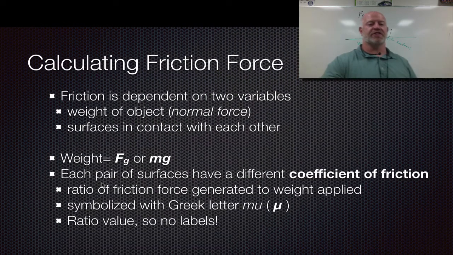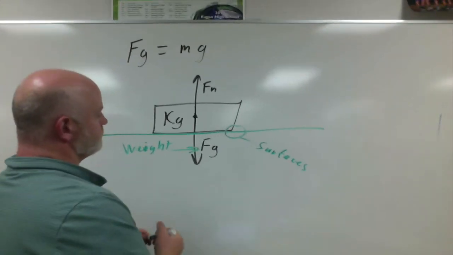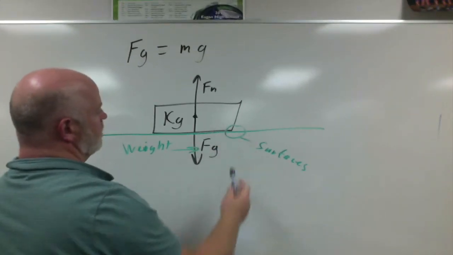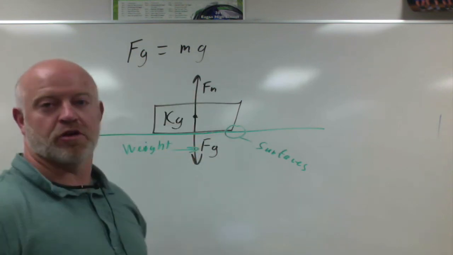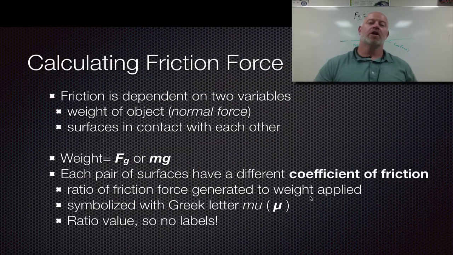Now, each of these things has what we call a coefficient of friction. A coefficient of friction is basically a ratio between the friction force generated and the weight applied. So how much friction is being generated here versus the weight being pushed down on it? That's our ratio between those two things. We symbolize it with the Greek letter mu, which looks like a U with a little kickstand out front. And because it's a ratio value, there are no labels to this thing.